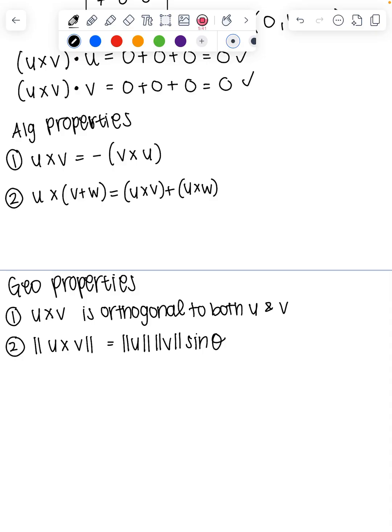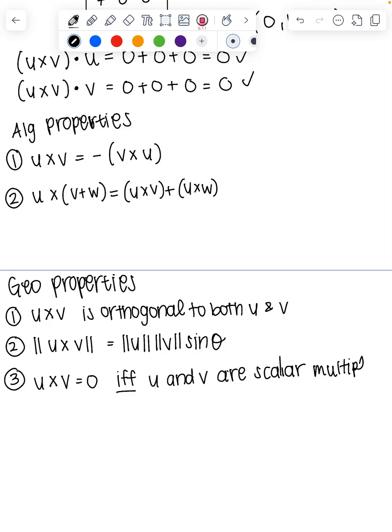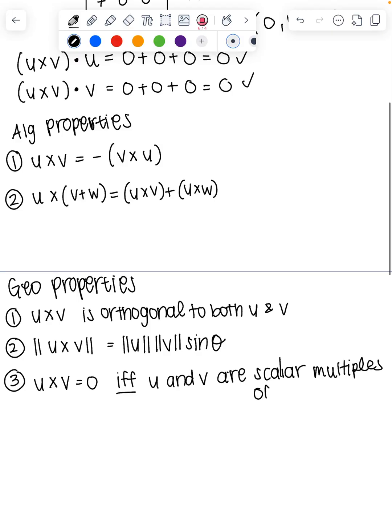Okay. Then if for some reason you go, oh, well, let me do the cross product of u and v and I get a 0. That will occur if and only if, remember, this is the way we write if and only if, u and v are scalar multiples of each other. Whoa, hello? Are scalar multiples of each other.